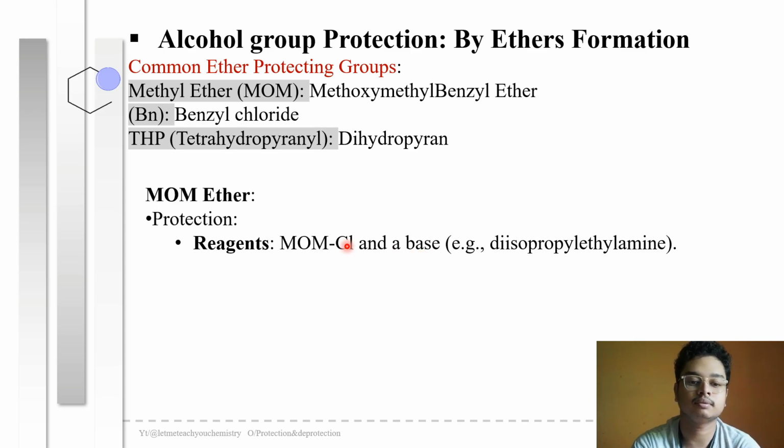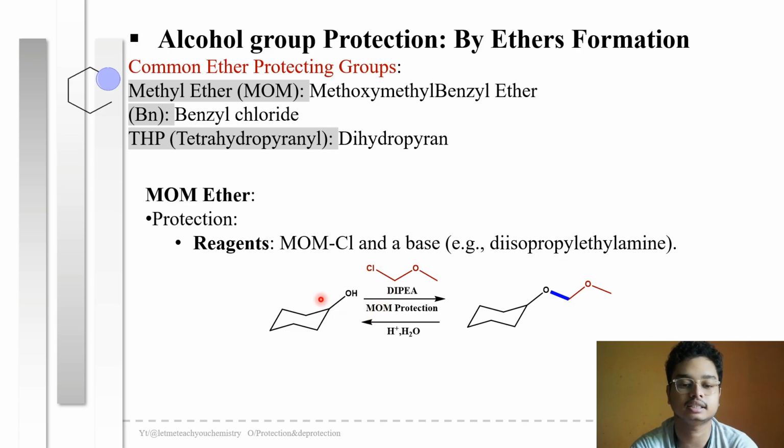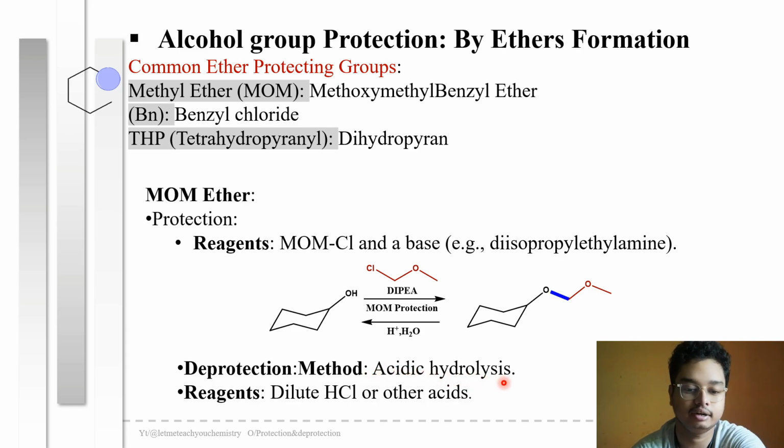First of all, let us talk about the MOM ether. The reagent is MOMCl and a base, especially DIPEA, used to protect this compound. The reaction is something like this. Here is our secondary alcohol, and it reacts with MOMCl, with DIPEA as a base, to form this type of protection. The deprotection strategy is acidic hydrolysis, where dilute HCl or another acid is used in aqueous medium to regenerate our corresponding alcohol.